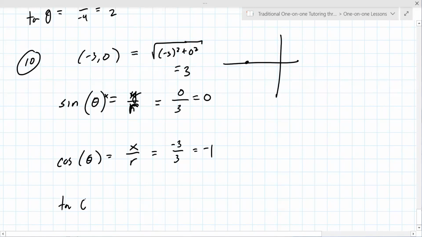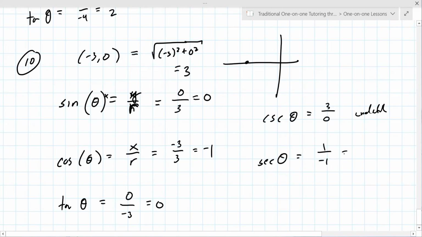Your tangent of theta, it's either sine over cosine or y over x. In this case, 0 over -3 is 0. And this is where we run into this problem. So cosecant of theta is the reciprocal of this. It's 3 over 0, but that's undefined. Secant of theta is the reciprocal of this. So it's 1 over -1. So it still ends up being -1. Cotangent of theta is -3 over 0, so it's undefined.